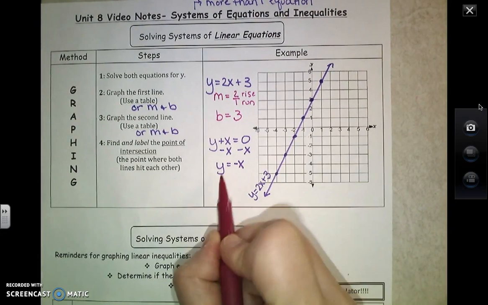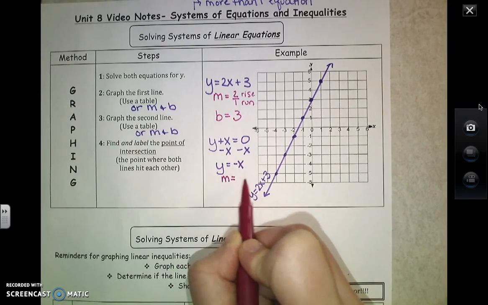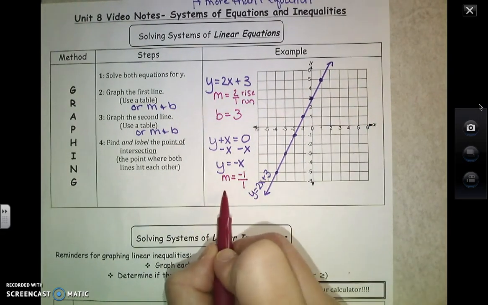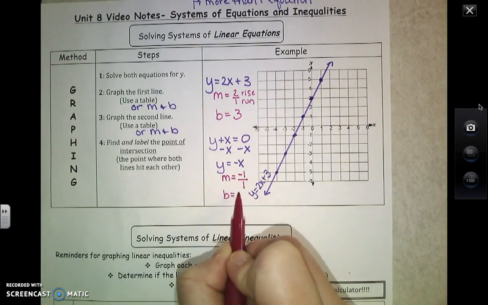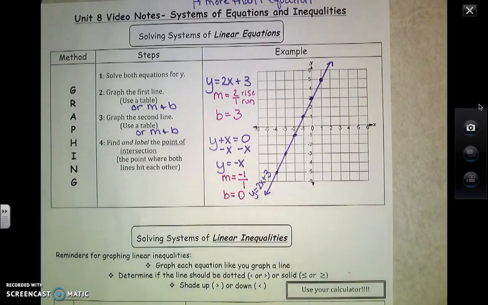So this line has a slope of, what's the number in front of x? It would be negative 1. We're going to make it negative 1 over 1. And this line has a y-intercept of 0. If there's not a constant at the end, then it's 0. If you wrote plus 0, then you can see that it's 0. So we're going to graph this line by plotting the b.